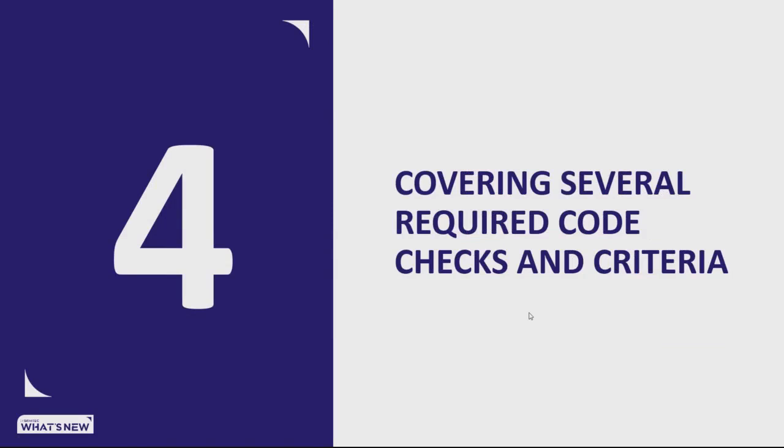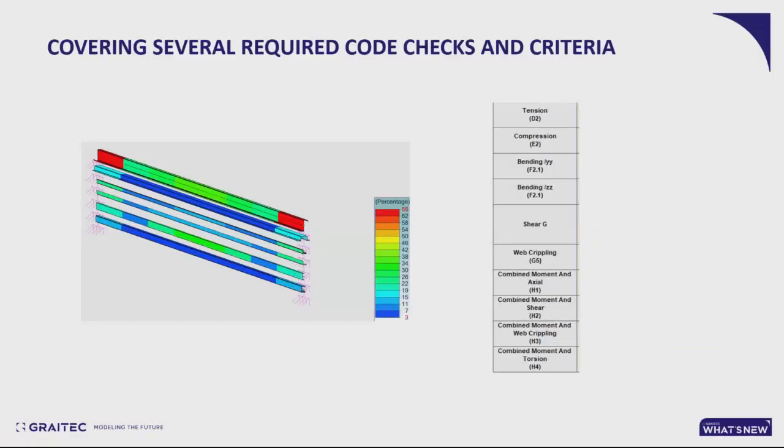So what kind of code checks and criteria for cold form sections do we have in Advanced Design? You can see it here. I have added a screenshot of the design load ratio for different sections that I have in this model. As you see here, it will work similar to hot rolled sections. You will see the work load ratio as a percentage here, and as a color code based on different parts of your section.